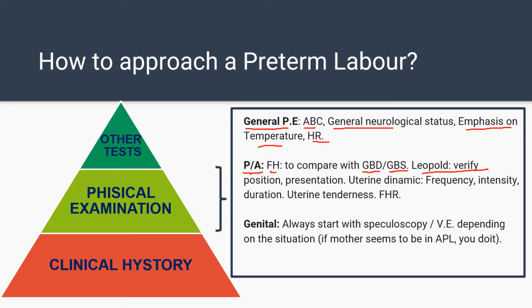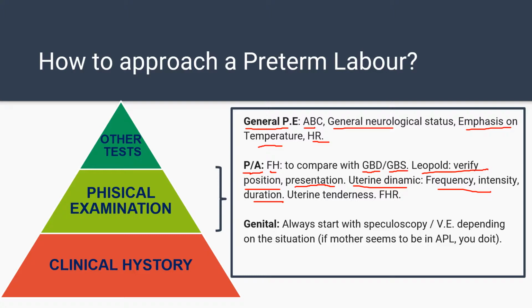Leopold, to verify the position and the presentation, is also important to decide the route of the delivery. Then the uterine dynamic: frequency, intensity, duration. Here I want to make a stop. The uterine dynamic is very important and is very non-assessed in the physical examination.